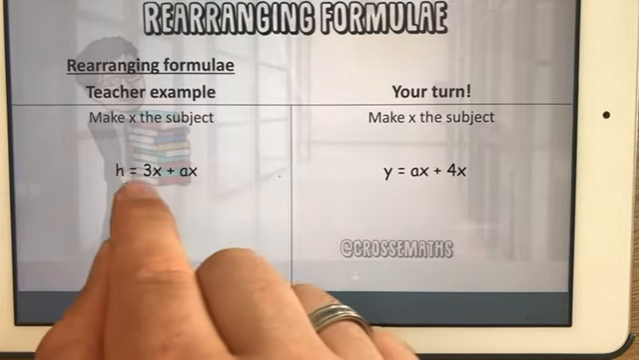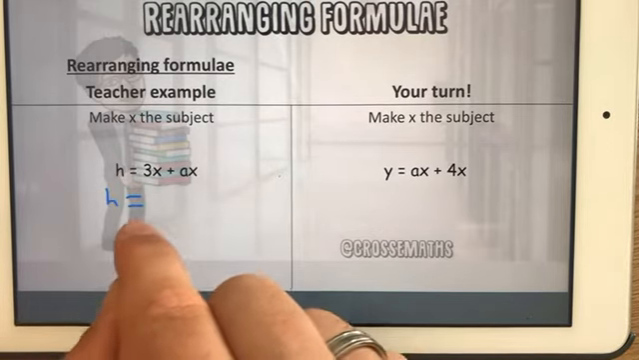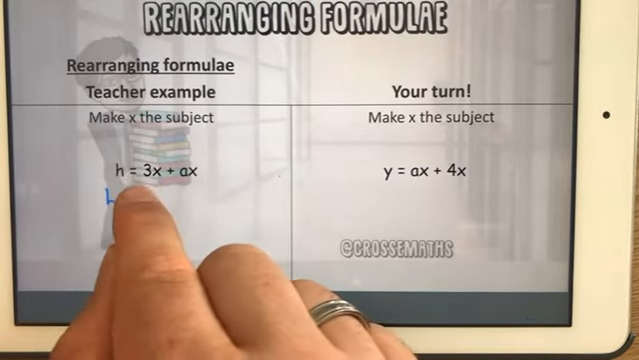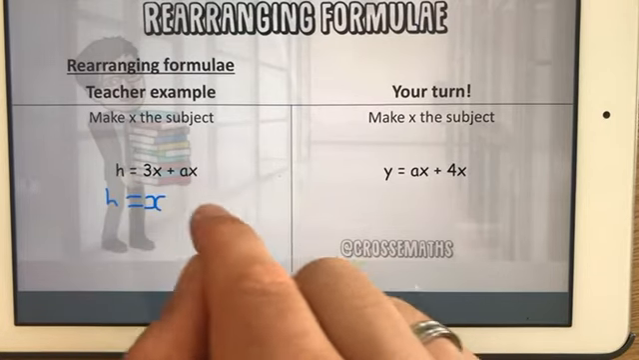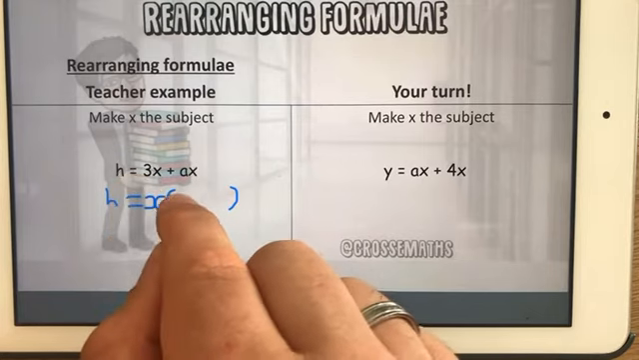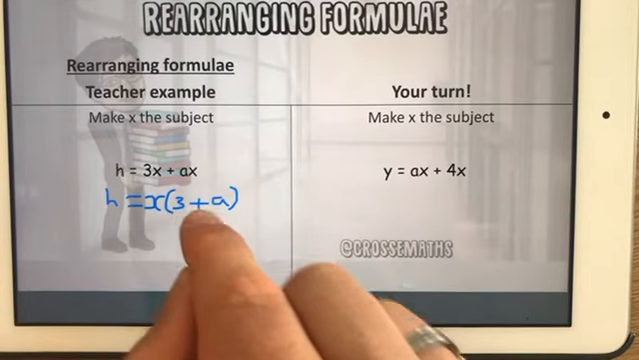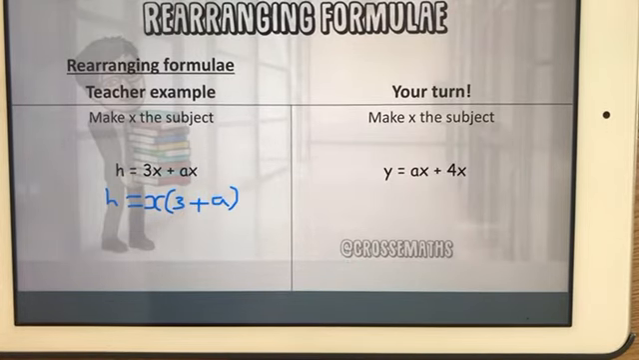You've got to factorize. So what I'm going to do is write h equals, keeping the left-hand side the same. I'm going to factorize on the right-hand side, and I'm going to take x out the front as a common factor. If you take x away from the 3x, you're just left with 3. If you take x away from the ax, you're just left with a. So now we have h equals x(3 + a).